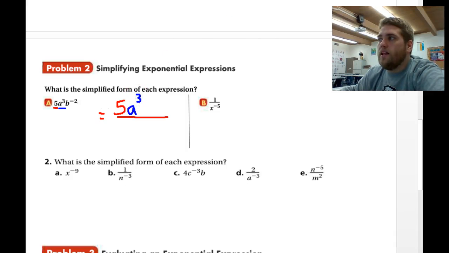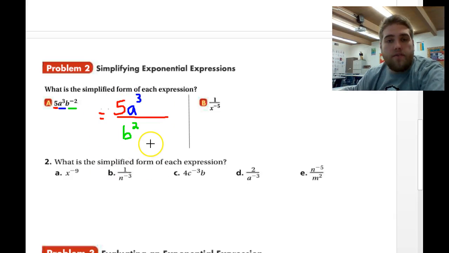And then finally, for my last one, I have b to the negative 2. Well, I have that negative 2, right? If it's negative on top, what do we do? Bring it to the bottom. So that's going to be b squared. Okay? And that's my answer. That's all I have to do. I'm done. I don't have to plug in, don't have to do anything. That's my answer right there.